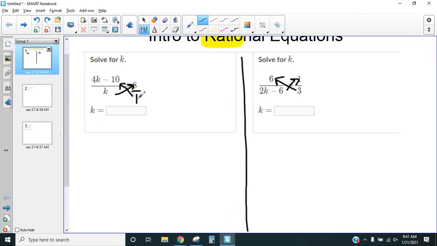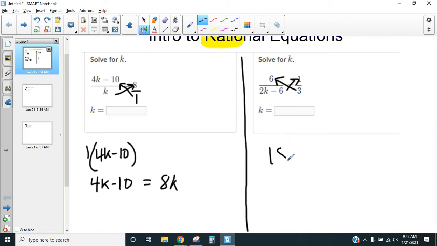All right, so if you cross multiplied over here on the left, it'd be 1 times all that stuff. So what we're really doing is we're distributing, right? Now, 1 times anything is itself, so it's not so hard. And then k times 8, so that's just simply 8k. On the right side, we're cross multiplying, 6 times 3. And then over here, we've got 1 times 2k minus 6.